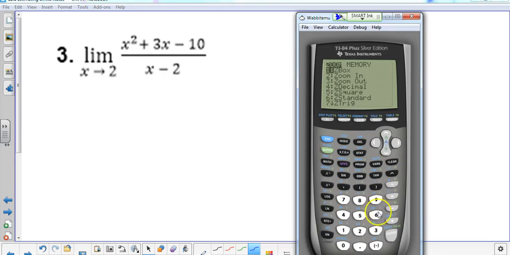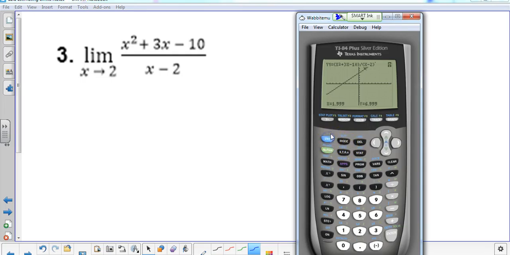But if we go trace 2, it's undefined, it has a hole. What's just to the left of that? 1.9 says 6.9. 1.999 says 6.999. Yes. When I did trace, I'm just typing in values to trace. Is yours showing up? Yeah.